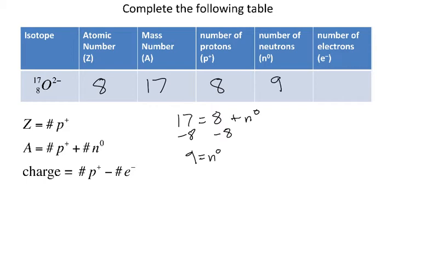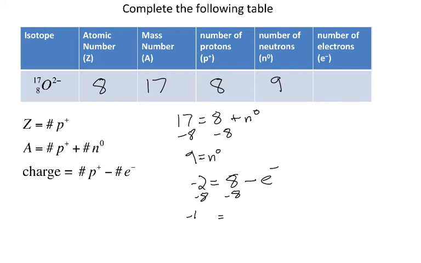And then finally, to get the electrons, I use this formula because I know the charge and I know the protons. So the only thing I don't know is the electrons. So the charge is -2. The number of protons is 8. And I have to subtract the number of electrons. So to get the electrons by themselves, I'll subtract 8 from both sides.